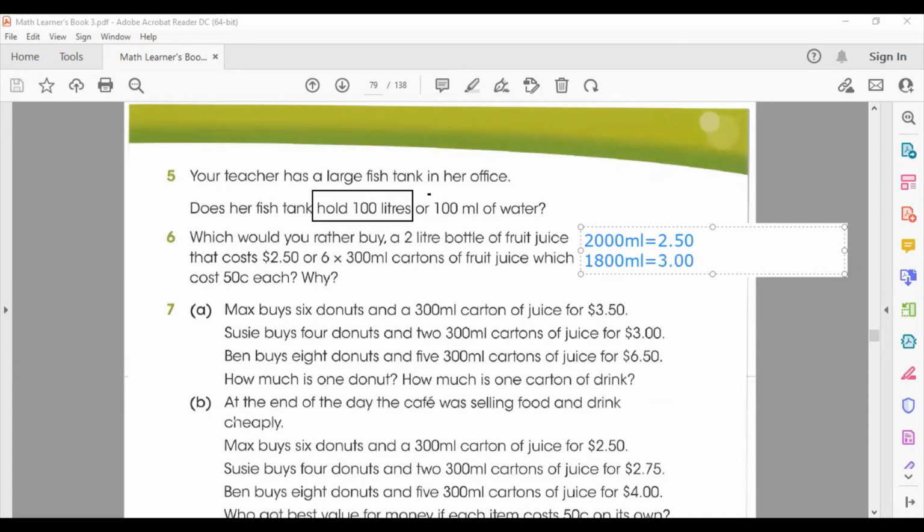So what do you think? Which option is better? The first one, obviously. Which option is the best for us? This one, the 2 liter bottle. It is the best option. Okay, next, question number 7.